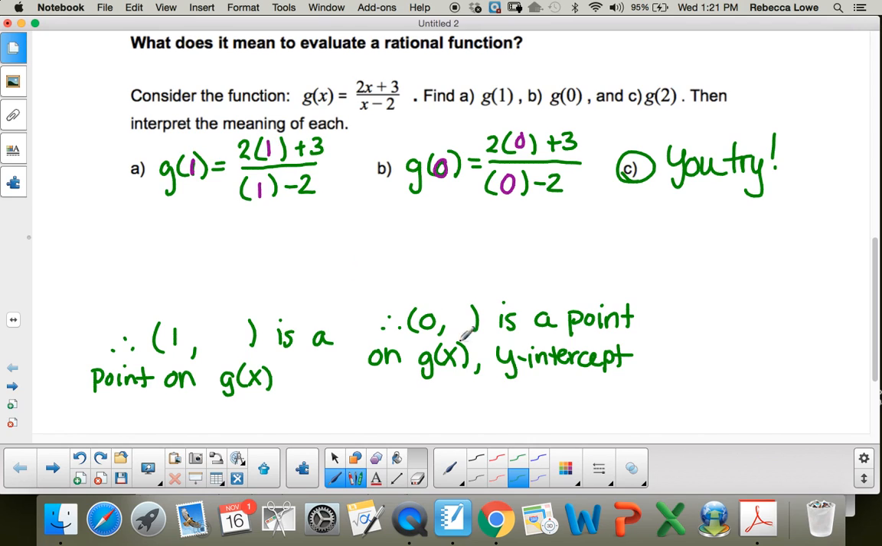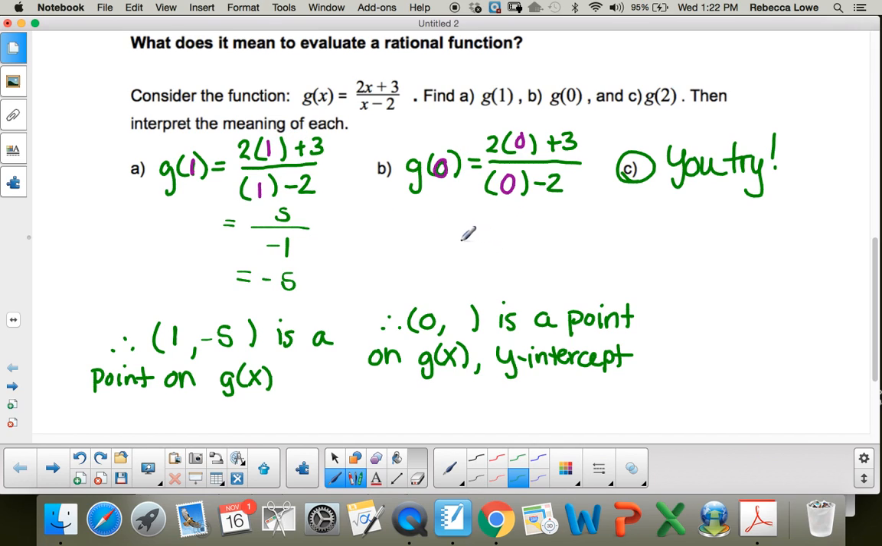So g of 1 is 2 times 1 plus 3 over 1 minus 2. So this would give you 5 over negative 1, which is negative 5. So g of 1 is negative 5. So 1, negative 5 is an actual point on the rational function, g of x.